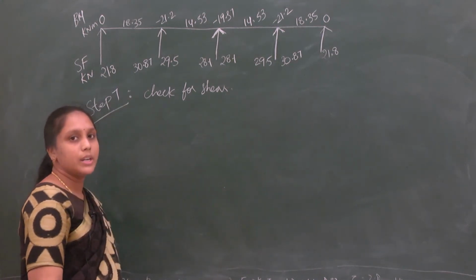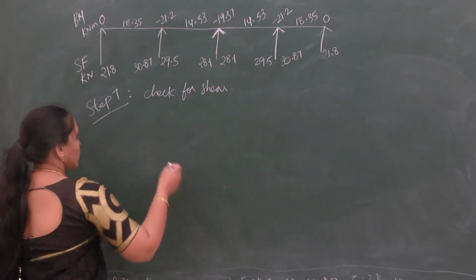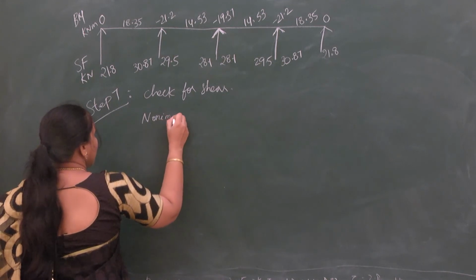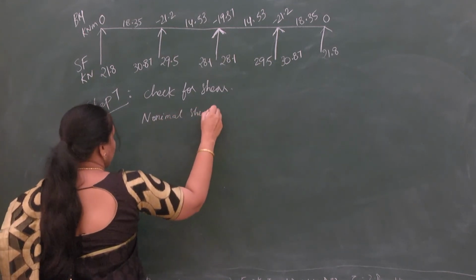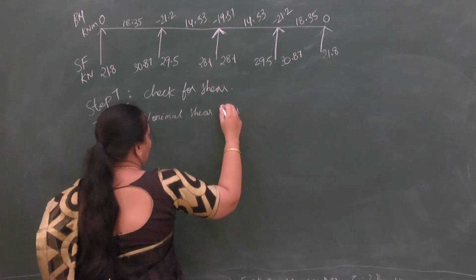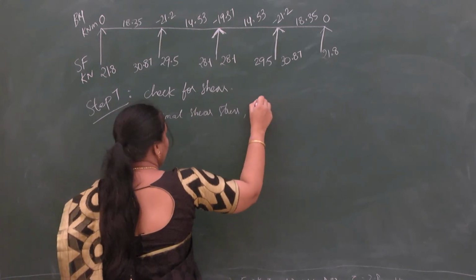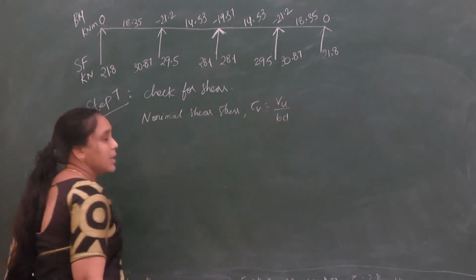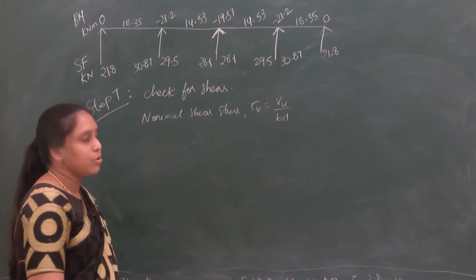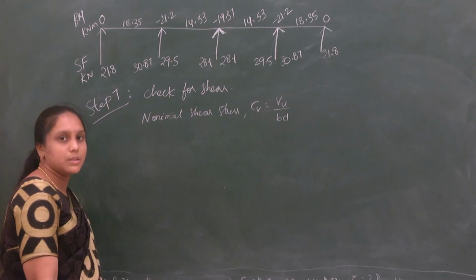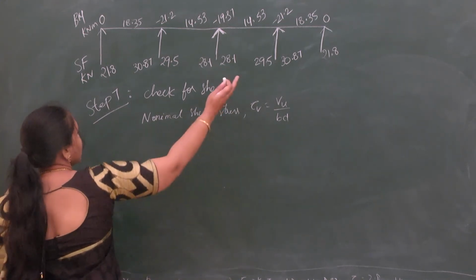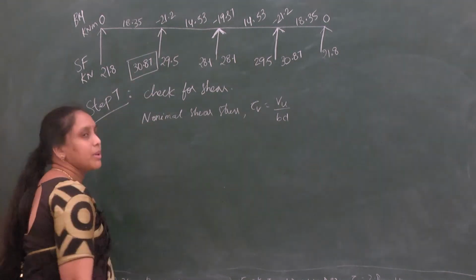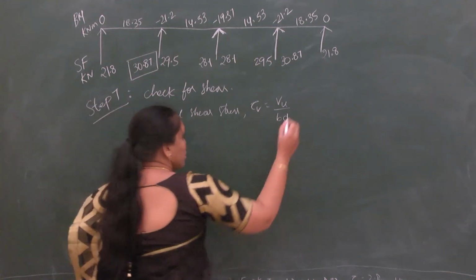You have already done how to check for the shear. What is the first step? We have to calculate the nominal shear stress. The nominal shear stress tau B is given by the formula Vu by bd. Vu here is nothing but the shear force. Here we are going to consider the maximum shear force, which is 30.87 kilonewtons.